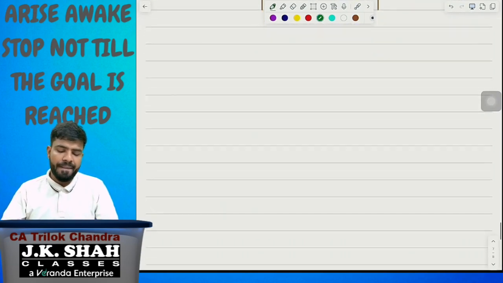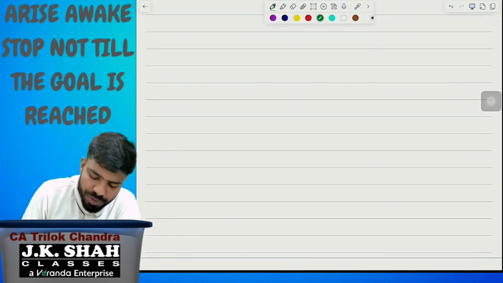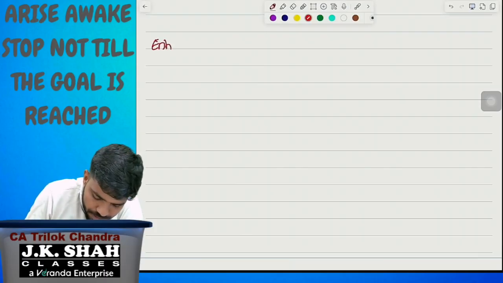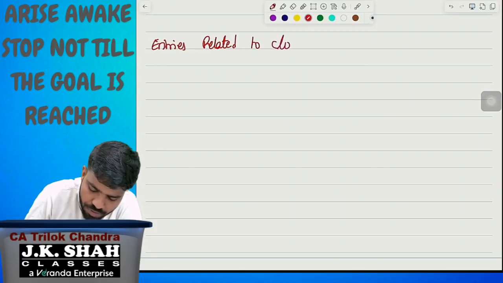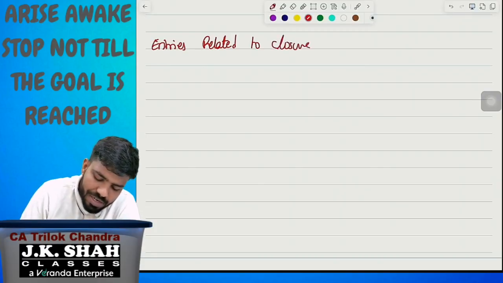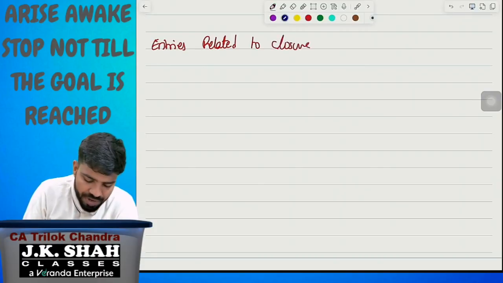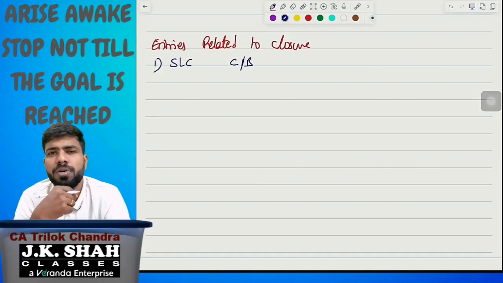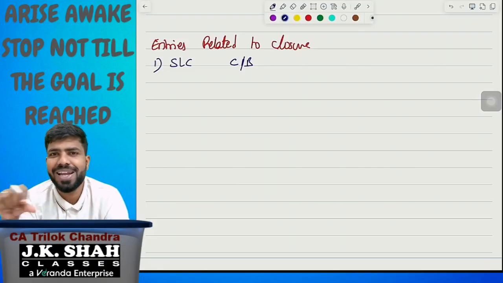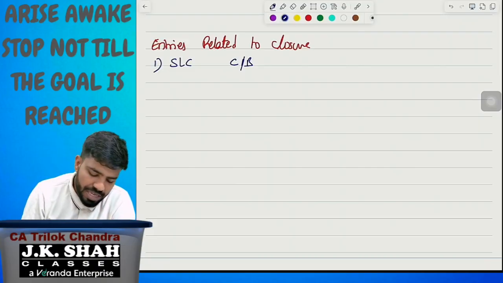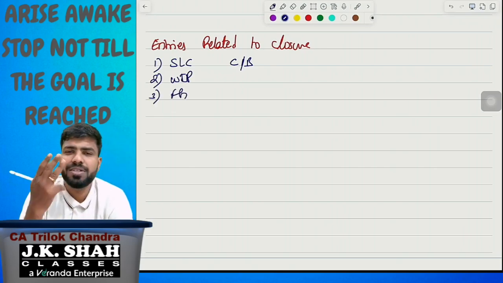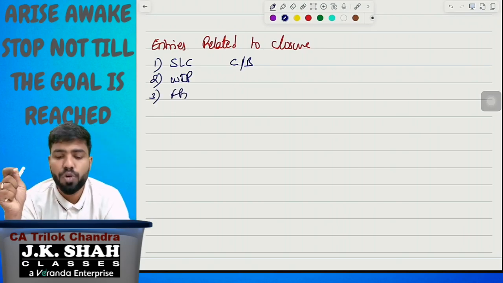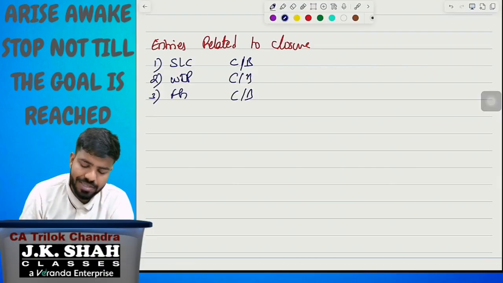Okay, now let us start with the closing entries. Listen to me. Entries related to closure. Listen to me carefully. Number one, SLC account, we are going to have the closing balance. It is a raw material account. We'll be having the opening balance and closing balance. We'll tally the ledger and we'll arrive at the closing balance. Same thing with the work in progress and same thing with the finished goods account. First three ledger accounts have been closed by taking the closing balance.